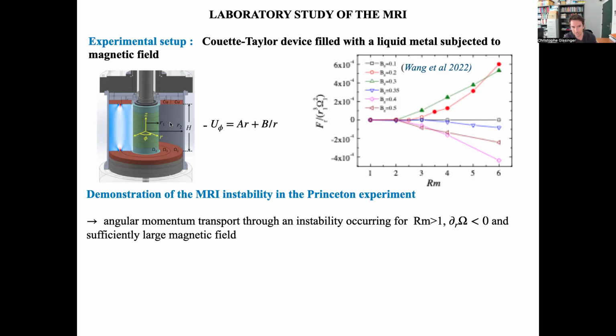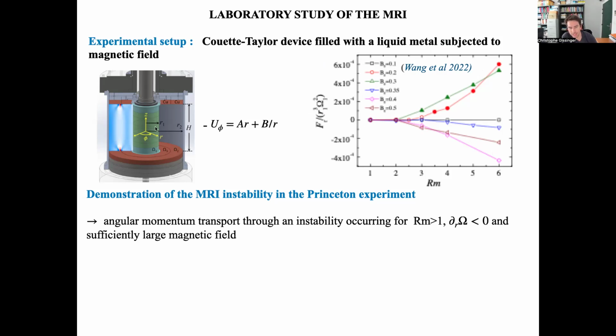Once you have that, you can just turn on the magnetic field. You can put some magnetic coils around the experiment. You turn on the magnetic field and you see if the MRI can destabilize the flow. I hope I'm clear here. That's a very basic idea. And I'm showing you that because very recently, in this Princeton experiment, they reported the MRI for the first time in a laboratory experiment. So I'm illustrating that with their figure here. What you're looking at is the evolution of angular momentum flux.